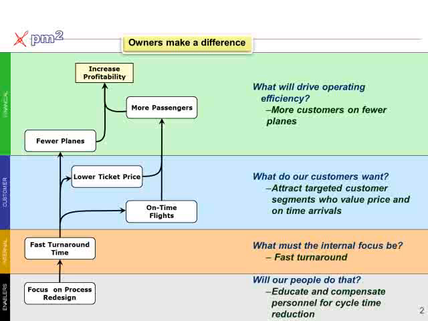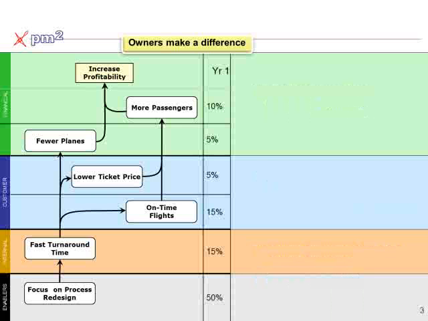In this example, in year one, we might have a high weighting down here on focus on process redesign at 50%. The idea being in year one, we're going to train and educate everyone about process redesign with a bias towards cycle time reduction to enable the faster turnaround time. So in year one, the bulk of our focus is on the training and development of this capability.